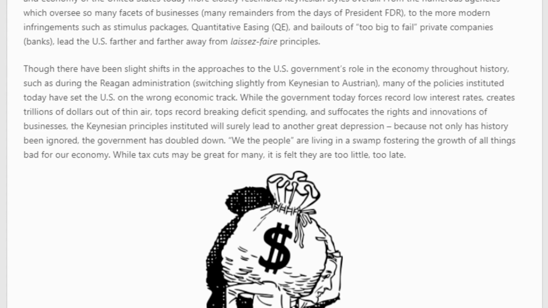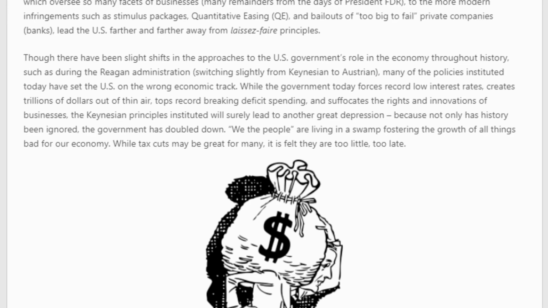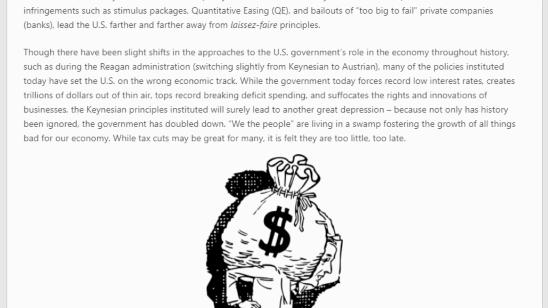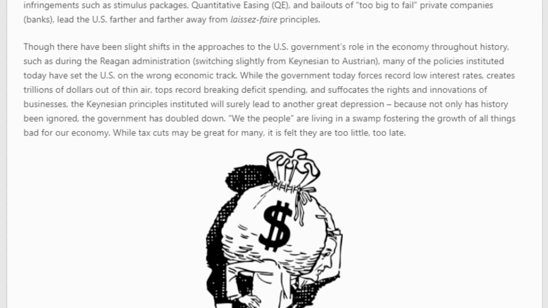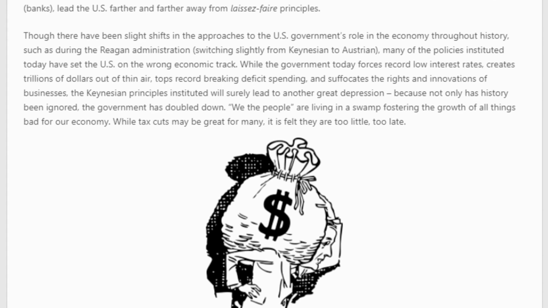Because not only has history been ignored, the government has doubled down. We the people are living in a swamp fostering the growth of all things bad for our economy. While tax cuts may be great for many, it is felt they are too little, too late.